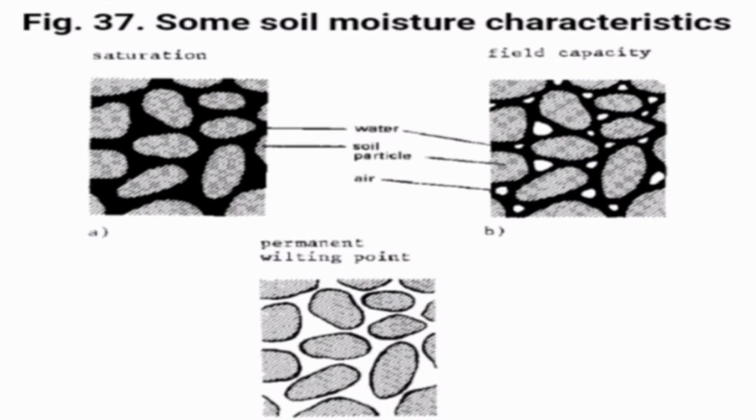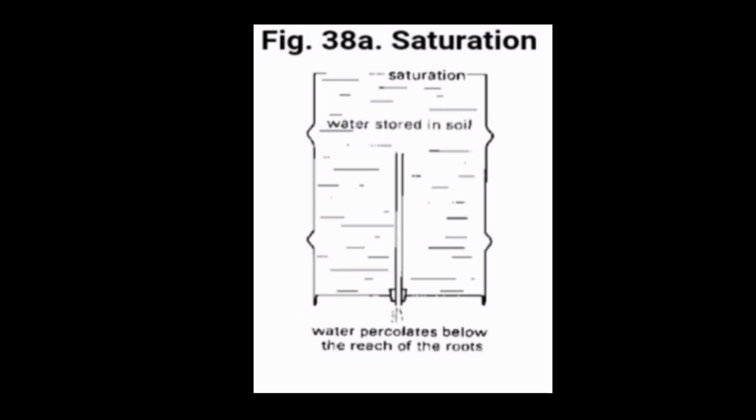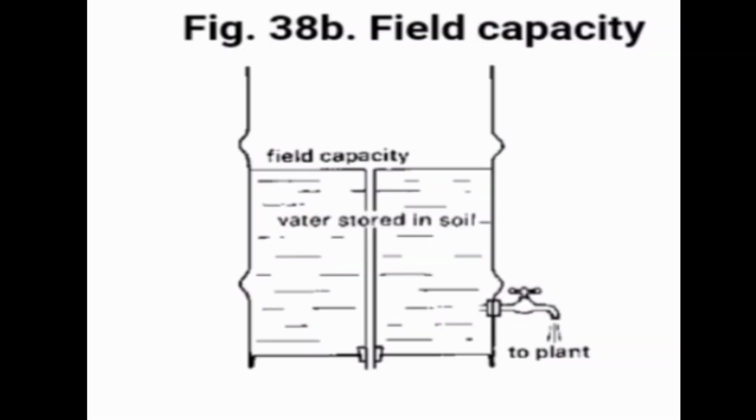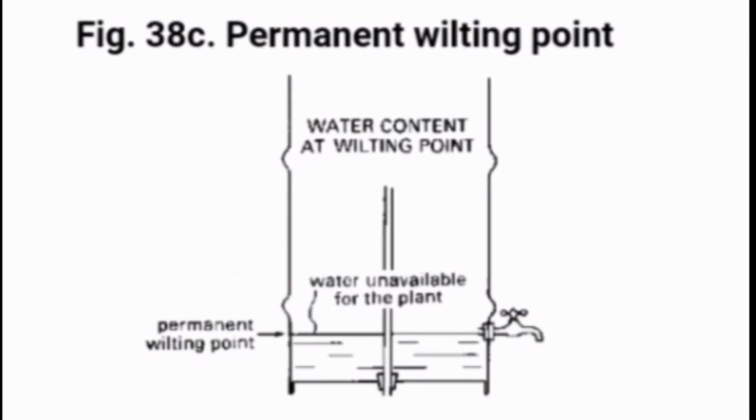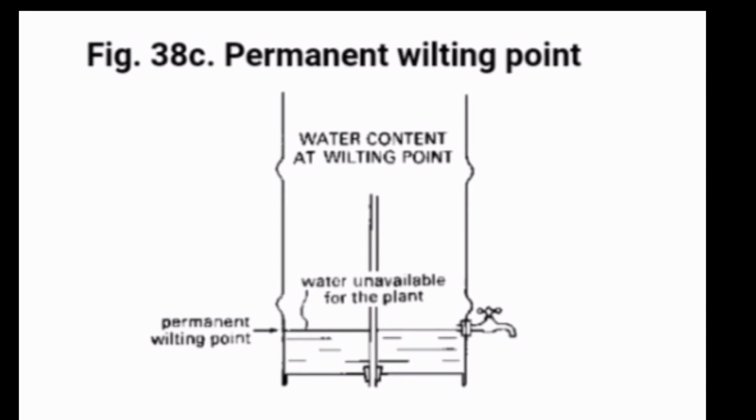Some soil moisture characteristics. Available water content. The soil can be compared to a water reservoir for the plants. When the soil is saturated, this reservoir is full. However, some water drains rapidly below the root zone before the plant can use it. When this water has drained away, the soil is at field capacity. The plant's roots draw water from what remains in the reservoir. When the soil reaches permanent wilting point, the remaining water is no longer available to the plant.